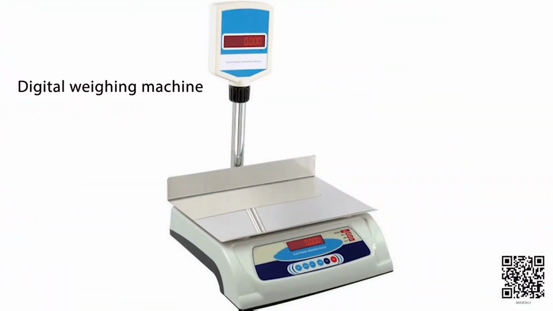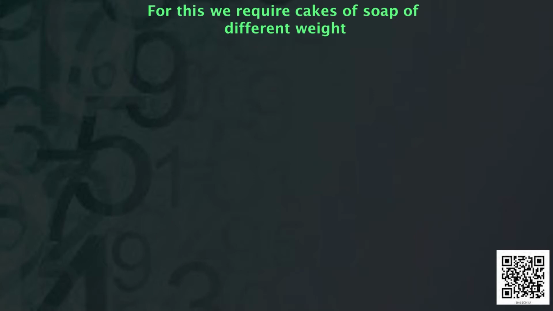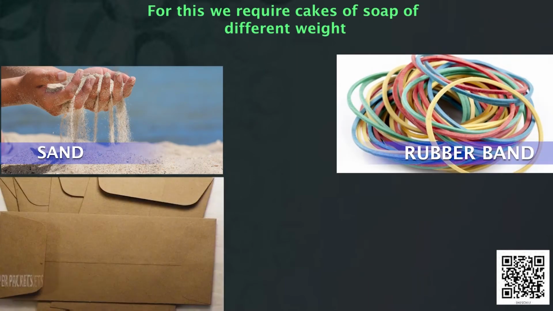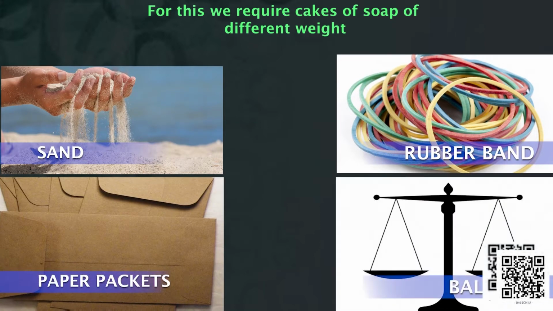Sometimes you might have seen the shopkeeper use a digital weighing machine to measure the different things. Dear students, are you interested to make your own weights? Let us make our weights using sand. For this, we require cakes of soap of different weights, sand, rubber bands, paper packets and a balance.